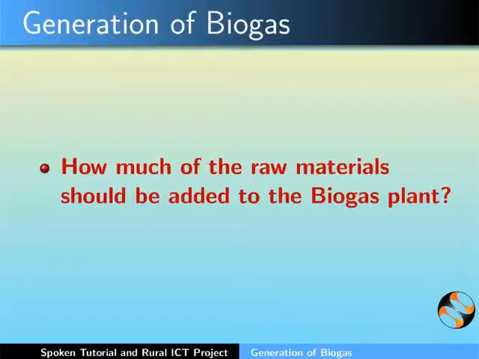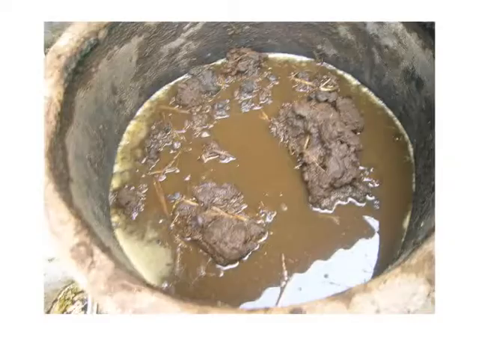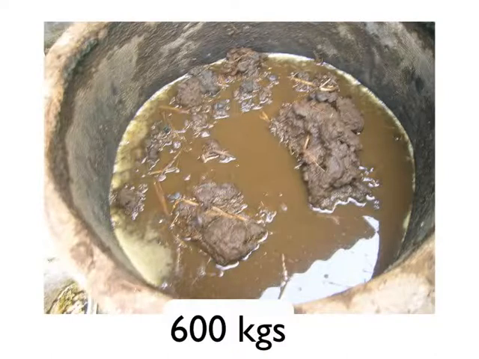At this point, the important question is, how much raw material should be added to the biogas plant? The answer is, for the first time production of biogas, add approximately 600 kg of cow dung and leave it for fermentation for 4 days.